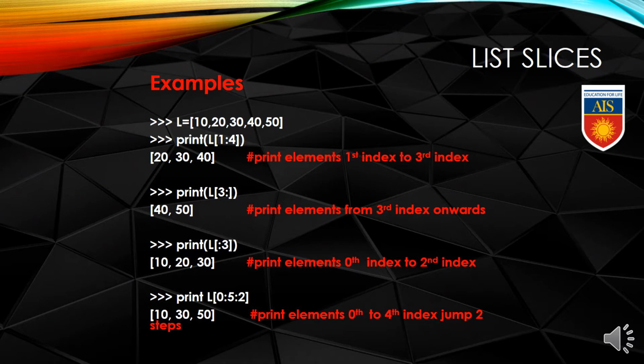Next option is print 0 colon 5 colon 2. That means what? It will try to print the elements from the 0 index to the 4th index with the help of a step value. Whenever we get the starting and the ending position along with another value, that third value will be the step value. And what is the use of step value? Basically step value helps to jump or skip from one place to another.